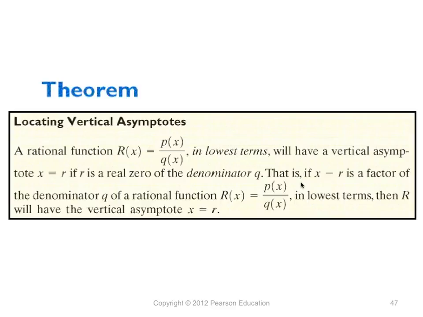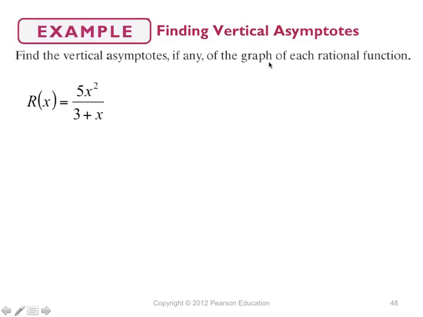If we want to find vertical asymptotes, what you want to do is make sure that your function is in lowest terms and then set your denominator equal to 0, and that's going to give you your vertical asymptotes. So if we look at this one, we have r of x equals 5x squared over 3 plus x. What we want to do is set our denominator equal to 0. So we say 3 plus x equals 0, so we get x equals negative 3.